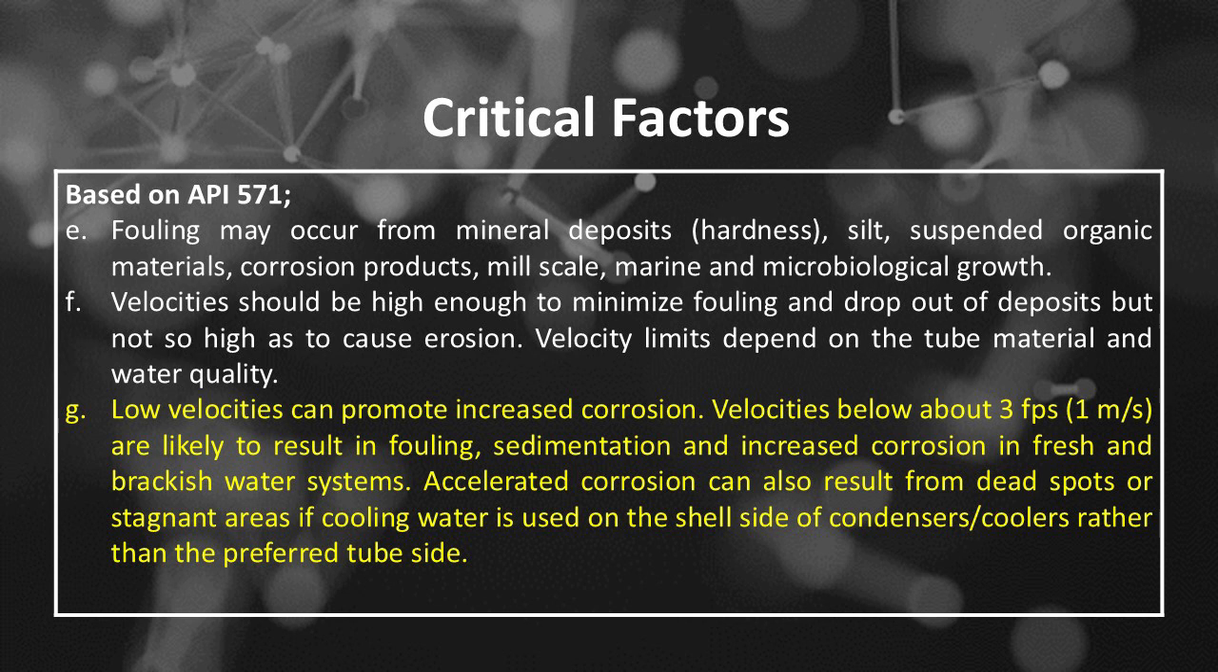Velocities below about 3 feet per second, or 1 meter per second, are likely to result in fouling, sedimentation and increased corrosion in fresh and brackish water systems. Accelerated corrosion can also result from dead spots or stagnant areas if cooling water is used on the shell side of condensers/coolers rather than the preferred tube side.